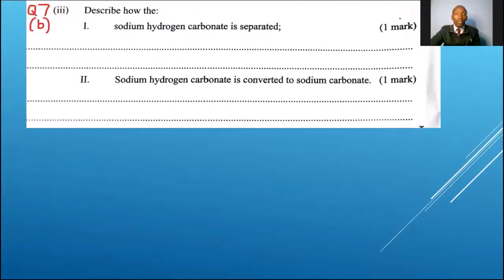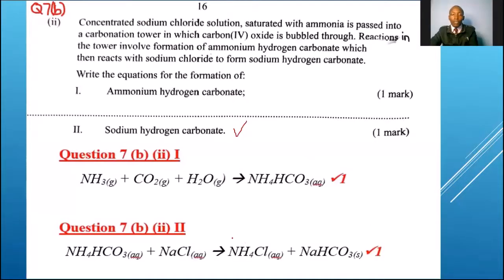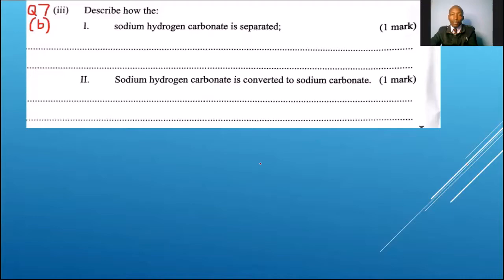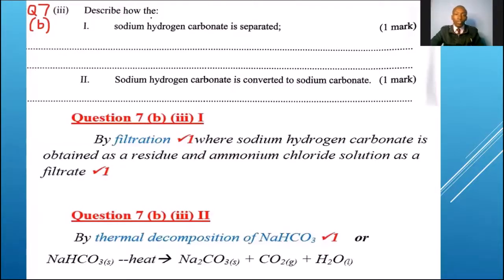Describe how sodium hydrogen carbonate can be separated. Remember, this one is coming together with ammonium chloride. How do we separate the two? We've said one is a solid, the other one is a solution. So how do you separate? It's as simple as you're thinking. Sodium hydrogen carbonate is converted to sodium carbonate. The question was to describe, but a mention or stating of the process was enough.